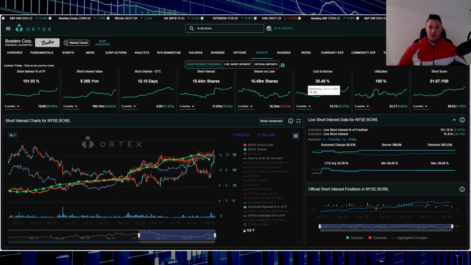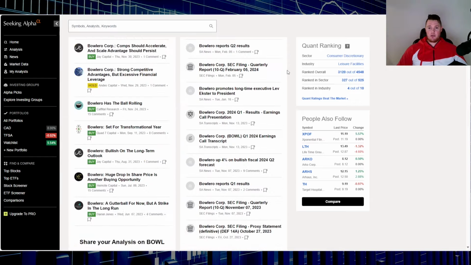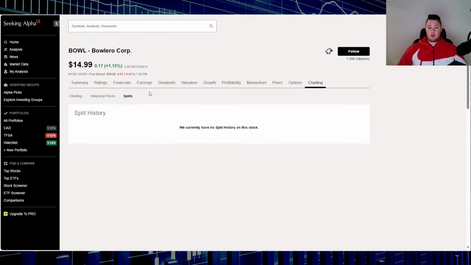Utilization is 100%. Just to rule it out, I just wanted to show you this because, again, if there is a reverse stock split that does happen, usually that does affect the Ortex numbers quite significantly, kind of rendering them pointless. And as you can see, Bowlero has never done any splits. So definitely, take this with a grain of salt. 101% short interest is unforeseen, and this could maybe be the next big squeeze play, or there might be some other aspect behind the scenes, such as maybe a share count change that is really skewing numbers as well. So let me know your thoughts on that in the comments below.